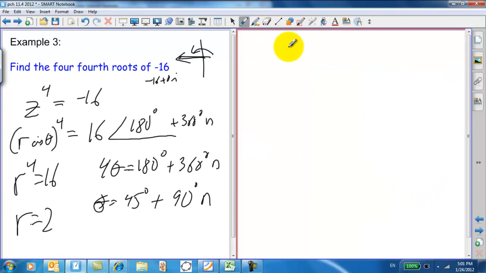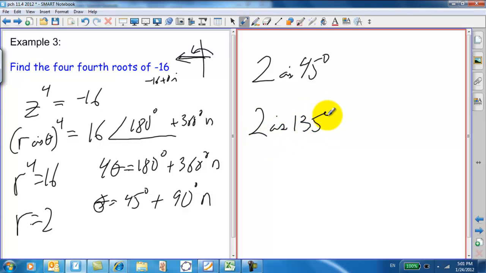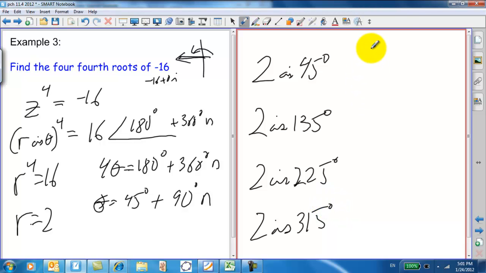So we're going to get our answers every 90 degrees: 2 cis 45, 2 cis 135, add 90 onto that, 225, add 90 onto that, 315 degrees. And we get our answers equally spaced around the circle, like that. And if you remember, if you got 2 at an angle of 45, the sides then will each be square root of 2. As you divide 2 by the square root of 2, you get square root of 2, because it's the 45, 45, 90. So these are our polar answers.